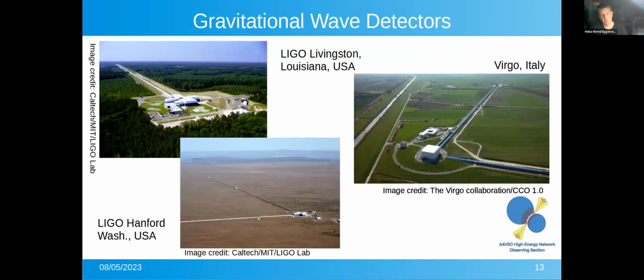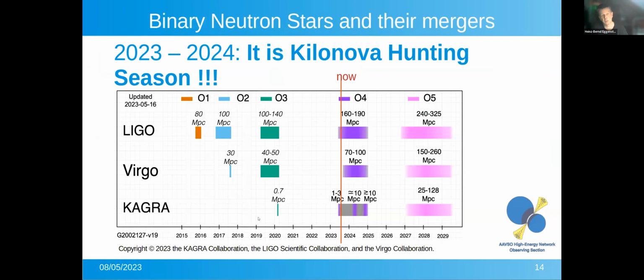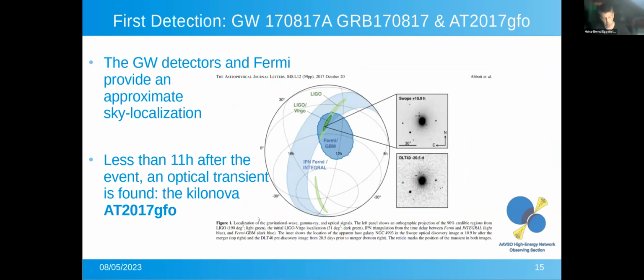Two of the most powerful gravitational wave detectors are in the US, one in Louisiana, one in Washington State. There's another one in Italy as well. And if you want to join this activity right now, you're lucky, because from now until the end of 2024 is kilonova hunting season, because these detectors have gone online again after a longer pause caused by COVID and upgrading the detectors. And any day now, we could get an alert about what would be the second kilonova observed, both in gravitational waves and in optical wavelengths.